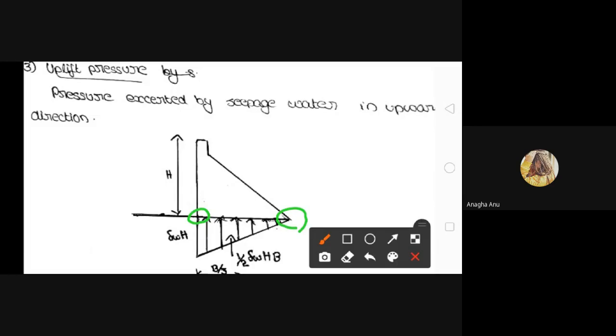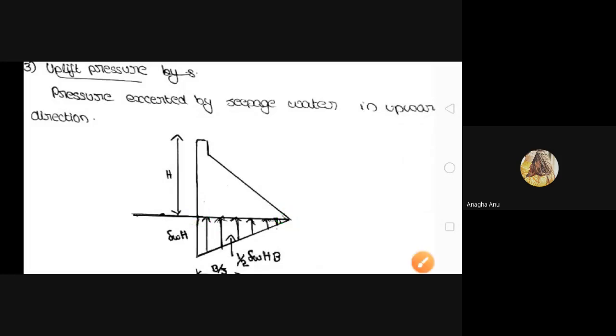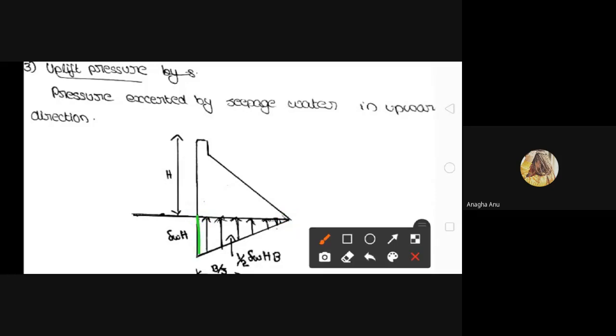Okay, remember these two terms. Uplift pressure at the toe will be equal to 0 and the uplift pressure at the heel of the dam will be gamma W into H. So this line indicates gamma W H, and by using this gamma W H and 0 we can draw the uplift pressure distribution diagram. It will have the shape of a triangle. So we can determine the uplift force due to this pressure.